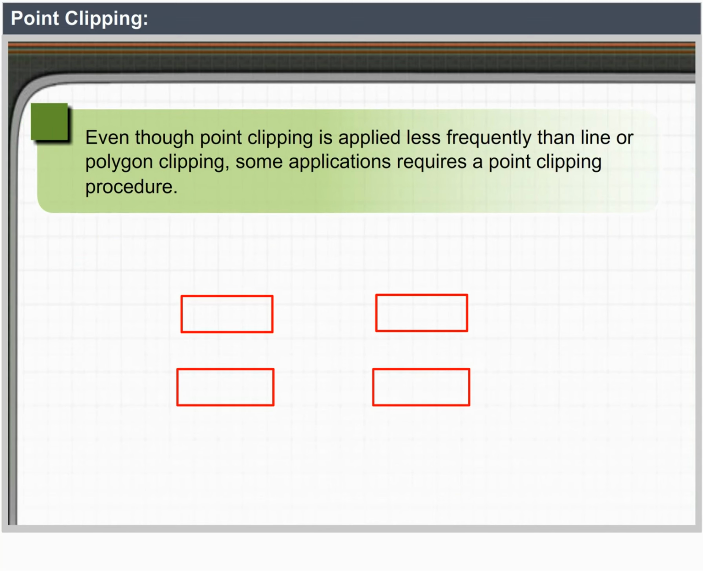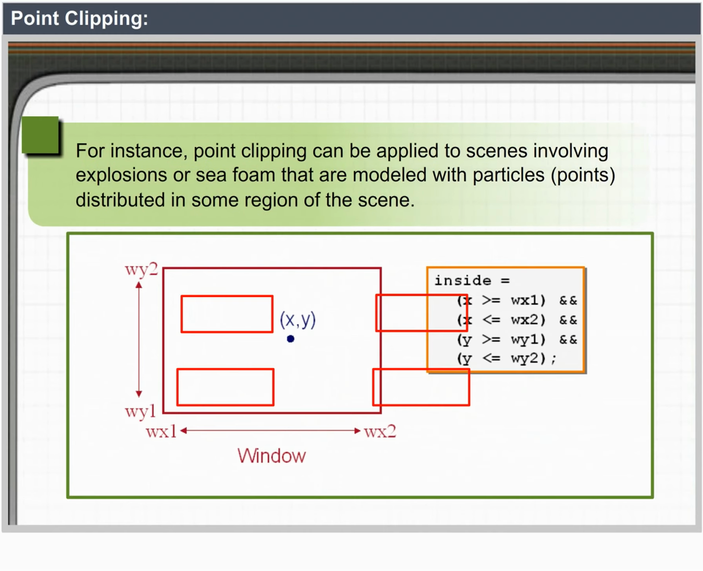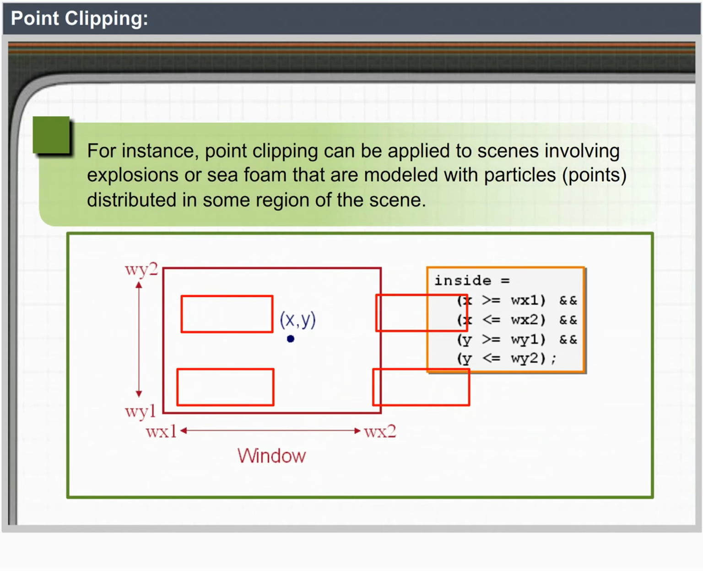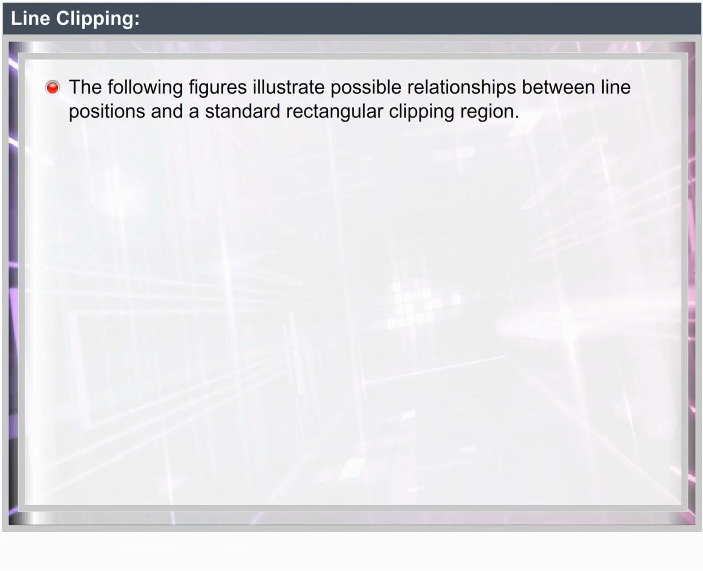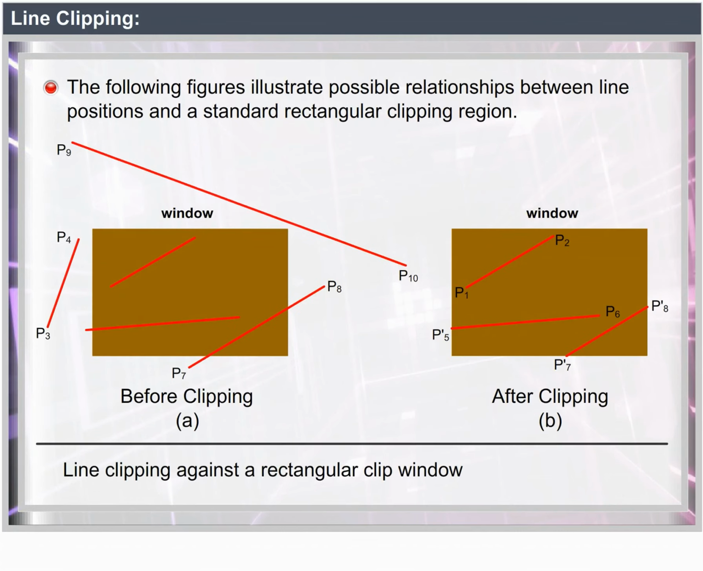Although point clipping is applied less often than line or polygon clipping, some applications may require a point clipping procedure. For example, point clipping can be applied to scenes involving explosions or sea foam that are modeled with particles, points, distributed in some region of the scene. Line clipping. The following figure illustrates possible relationships between line positions and a standard rectangular clipping region.